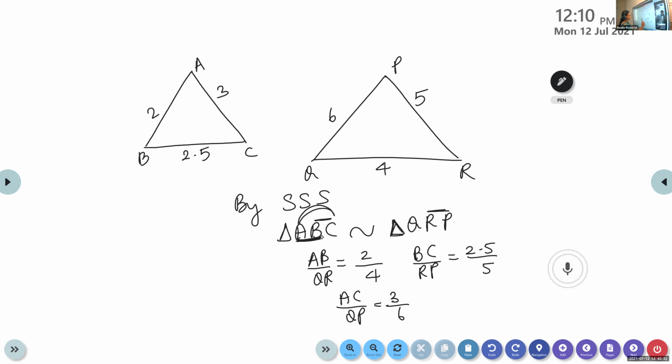So next one. Copy this one, children. Okay, when we write this, we have to check whether the conditions are satisfied or not. Simply we can't write. In congruency also we write like that, isn't it? Corresponding angles we have to find out, corresponding sides we have to find out. Then only we can write the answer.